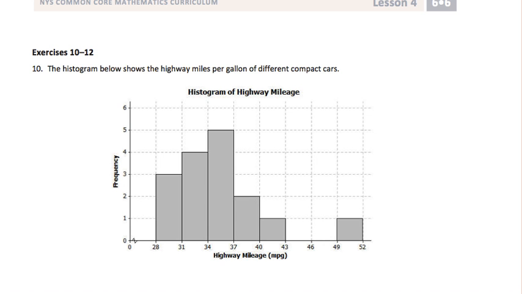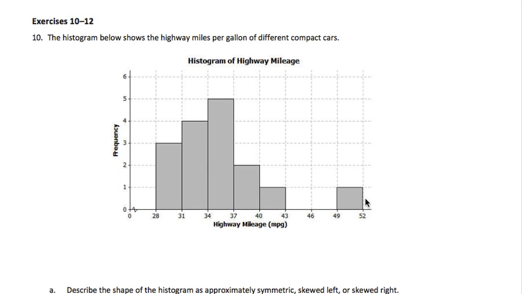So now in practicing, our first histogram shows the highway miles per gallon of different compact cars. If we're going to describe the shape of this histogram as approximately symmetric, skewed left, or skewed right, we want to see if there is some center that would show relatively equal parts. But if we split it down the center, they're not relatively equal. What we see then is that there is some data that's hanging out further to the right, which makes it skewed right.